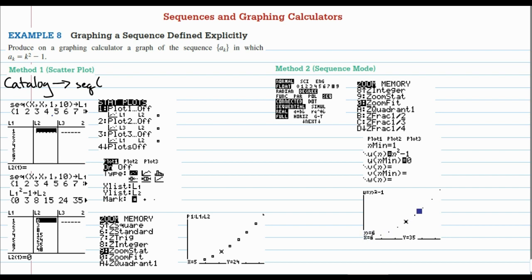And I hit graph, and then I chose to zoom fit for this one. And you can still see that parabolic shape. The entries are all correct. So that would be a second method to graph sequences.